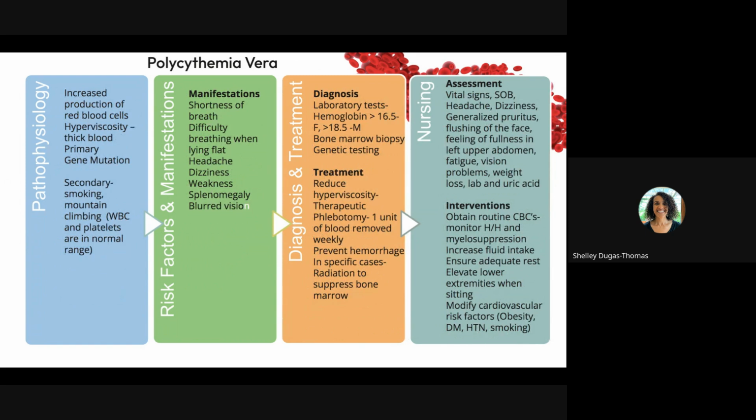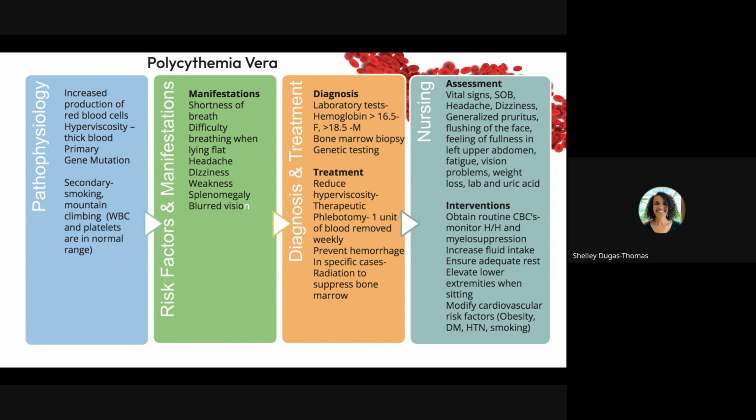So when we look at polycythemia vera, the epidemiology is 5 per 1 million. It is usually in adults over 50 years, and it is rare in individuals under 20. The pathophysiology is overproduction of red blood cells, which leads to hyperviscosity and slowed circulation. So the hematocrit is usually over 48% in women and over 52% in men. And the hemoglobin is usually over 16.5 in women and over 18.5 in men.